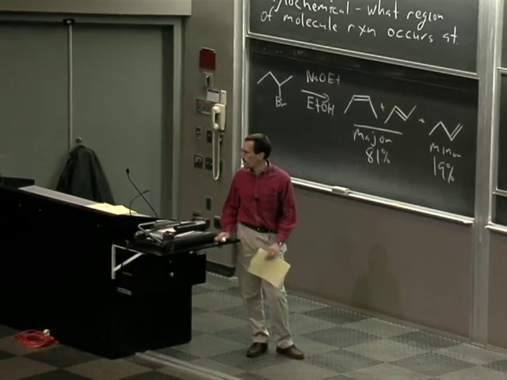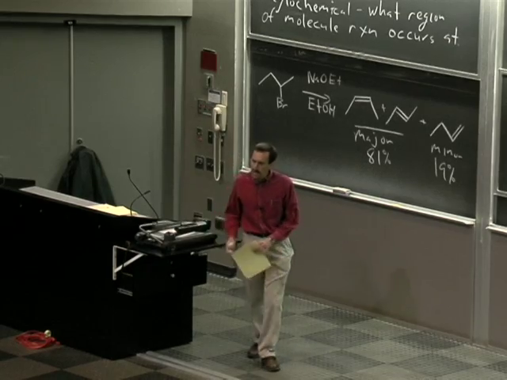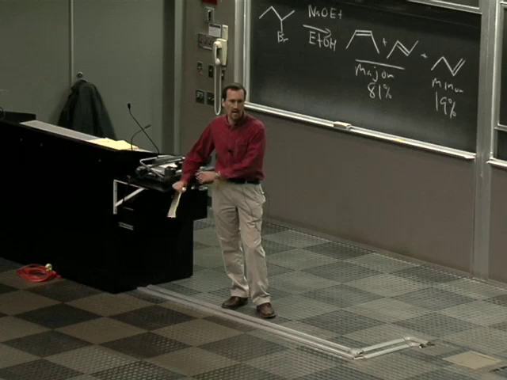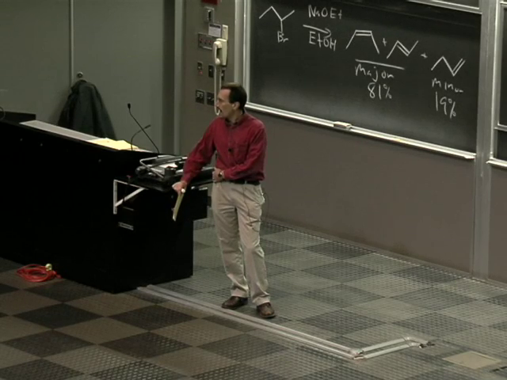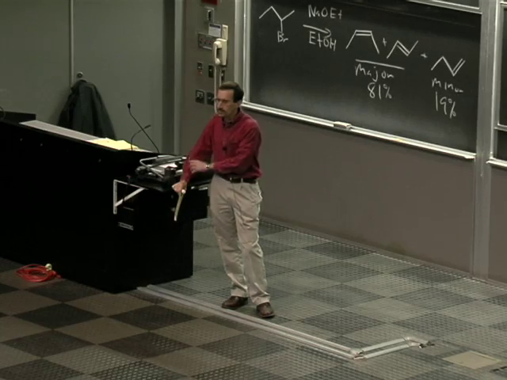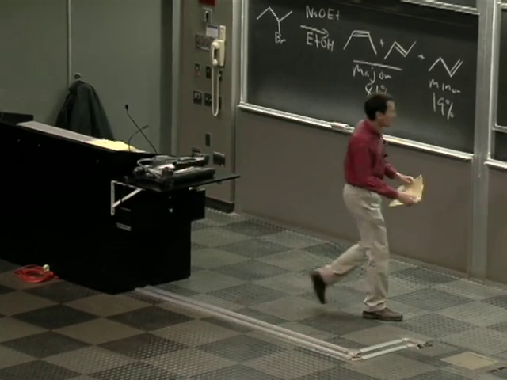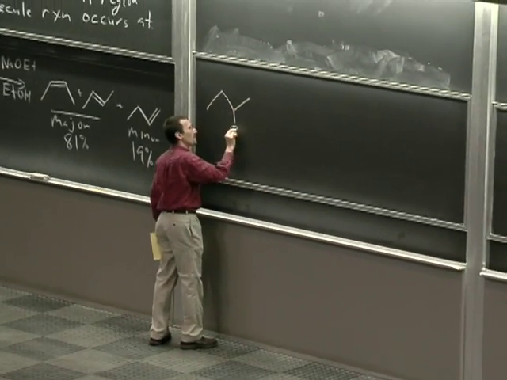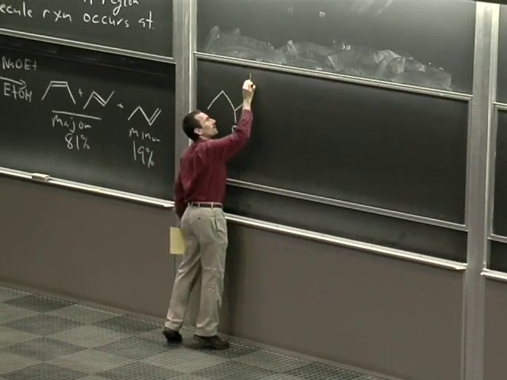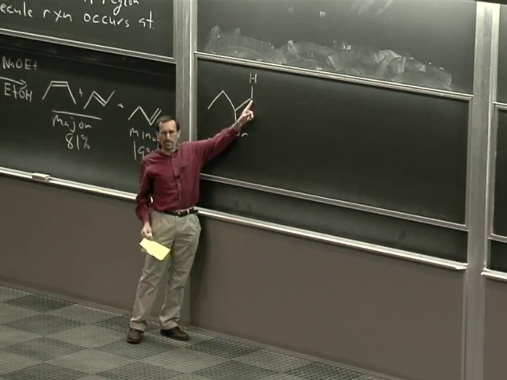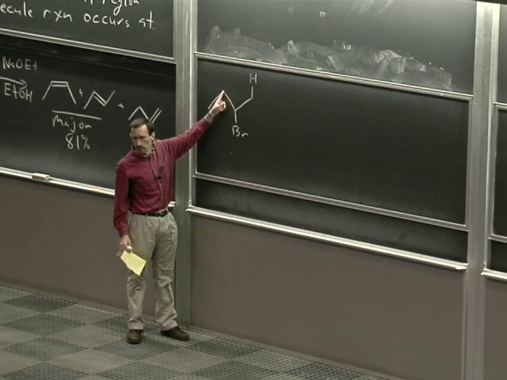This is an E2 elimination reaction. A base is coming and pulling off a proton on the beta carbon, and then pushing in electron density to form a double bond and kicking out bromide. Let me show you what I mean. So for the formation of 1-butene, here's our molecule. We have a hydrogen at the 1 position. We have a hydrogen at the 3 position.